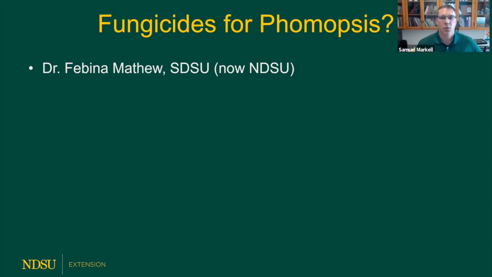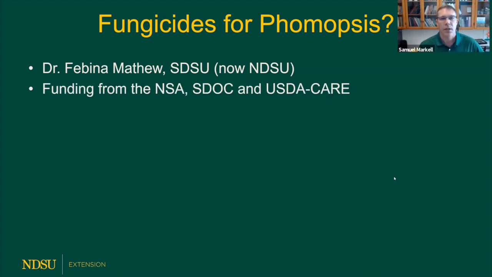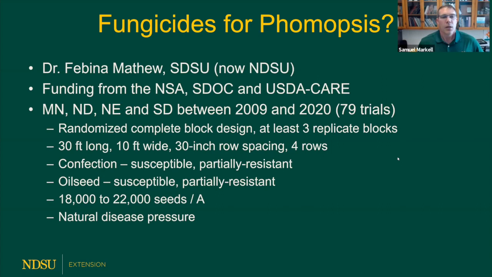Dr. Fabina Matthew led this work, and she is very good with stats and numbers, far better than I am. So I'm just going to present a lot of the stuff that she's been doing. Over the last maybe 7-8 years, this has been funded. What we're going to show you has been funded by the NSA, the South Dakota Oilseed Council, and part program with the USDA. So the trials were conducted in Minnesota, North Dakota, Nebraska, and South Dakota between 2009 and 2020. So there's 79 trials in here. Okay, so 79 fungicide trials, and we're using meta-analysis to look at all of these things together to try to figure out if we can manage this and how much we can manage it.